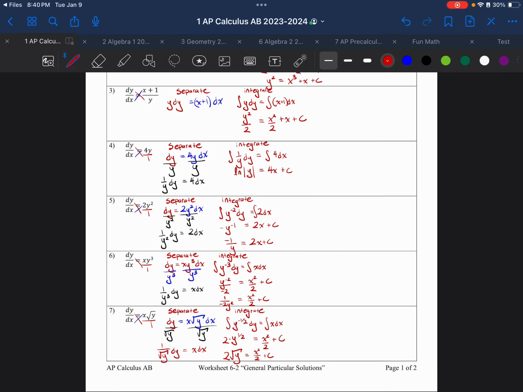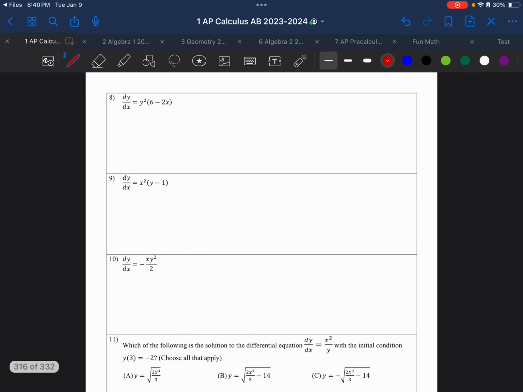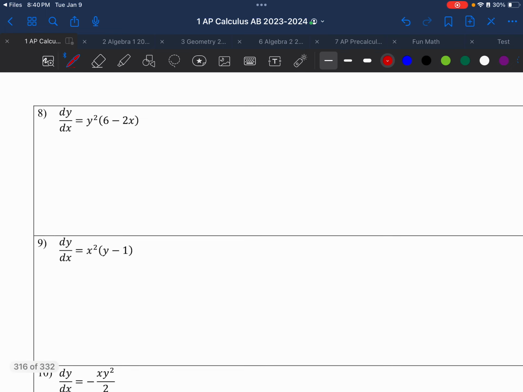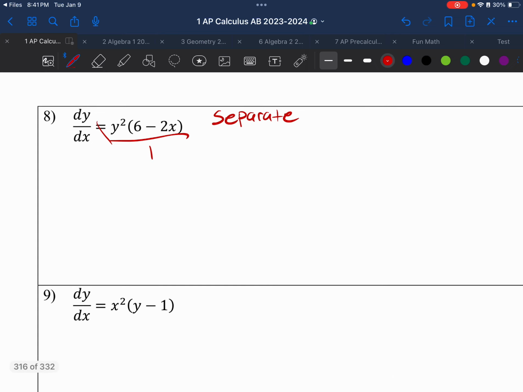And we're done with the front side. Let's move on to the back side. In number 8, again, we don't have a fraction, so let's make it so. It's a fraction. Multiplying for our separate step, separate. We are going to get 1 dy, which is just dy. And then when we cross multiply the other direction, we get, oh boy, y squared times the quantity 6 minus 2x, all that times dx.